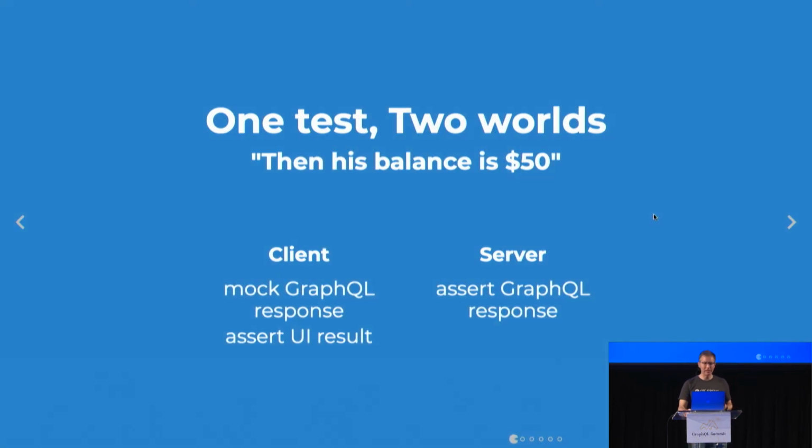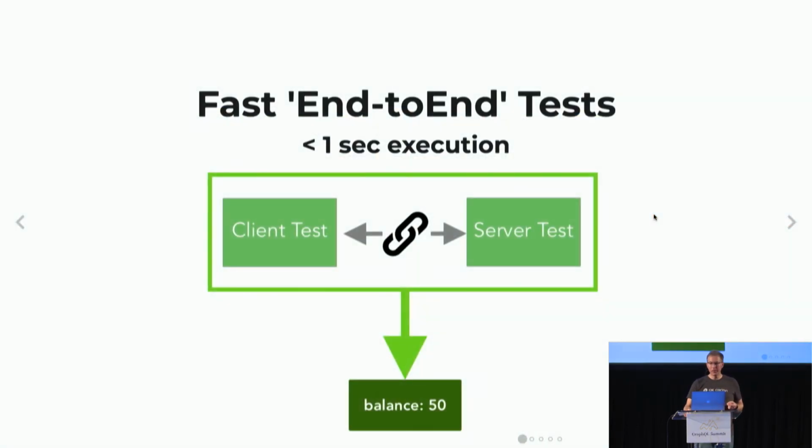And then finally, we get to the last step, that his balance is $50 on the client. We translate this to check the UI result. And on the server, we check the response. So if we do these, it ties our tests together. And we can run either client or server independently and remain confident in our end-to-end process. That means we can use fast and lean tests that don't slow down our feedback loop. So tests in this paradigm can be very fast, certainly sub-second.